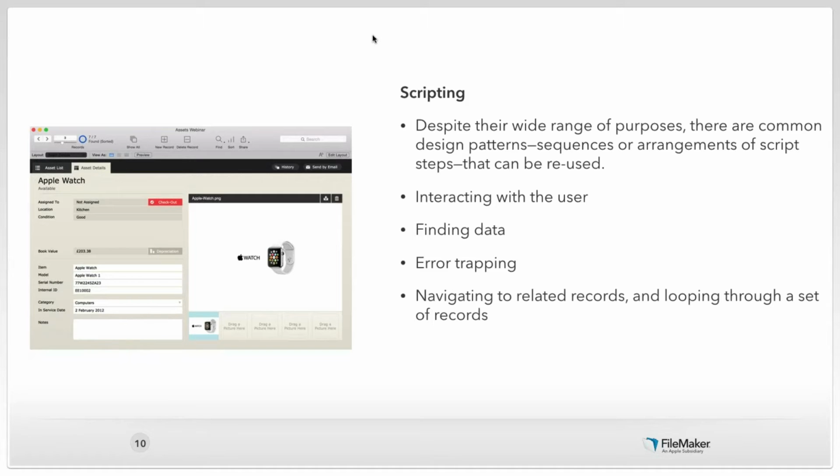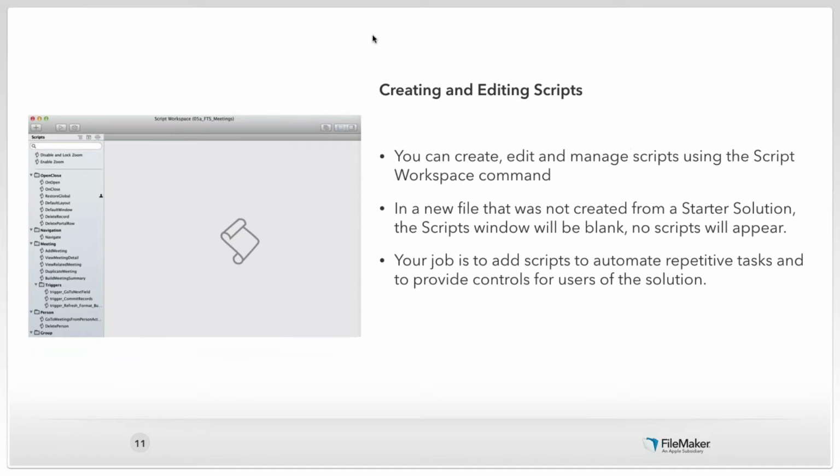Despite a wide use of purposes, there are certain, we call them design patterns, ways in which people are using scripts, and they can be broken down into interacting with the user in some way. Popping up a dialog box to prompt them to do something or to warn them about something they're doing. Finding data, so doing a common find to help the work process, so jobs for today, for instance. Error trapping, of course, so we want to find any errors before it hits the users and deal with them, or at least report it in a better way. And obviously navigation and looping through records is a common case.